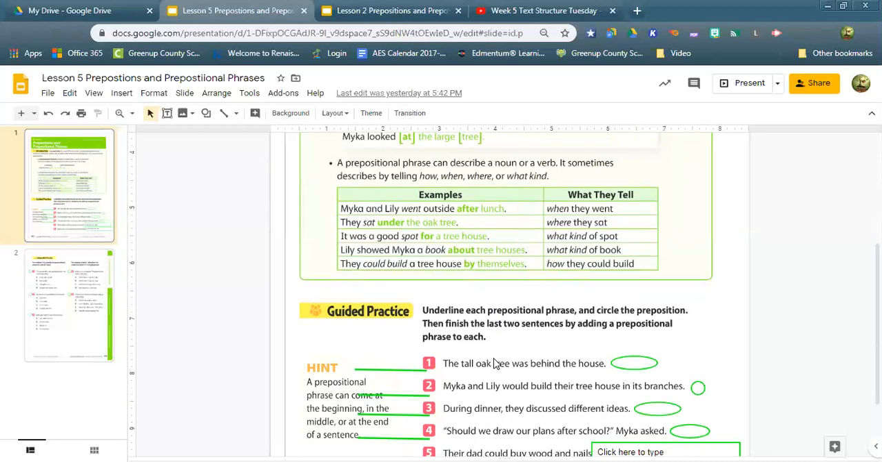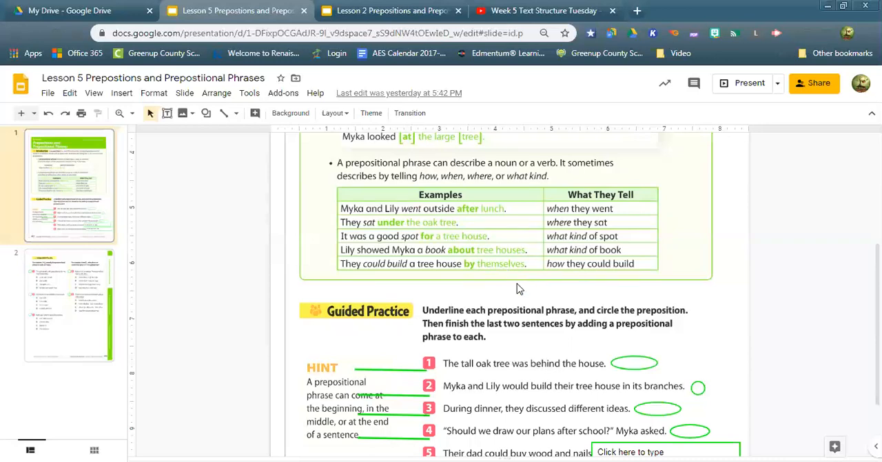They could build a tree house by themselves. By is your preposition. Themselves is the object. By themselves is the entire prepositional phrase, just 2 words. And it tells how they could build. How could they build? They could build by themselves, all by themselves.